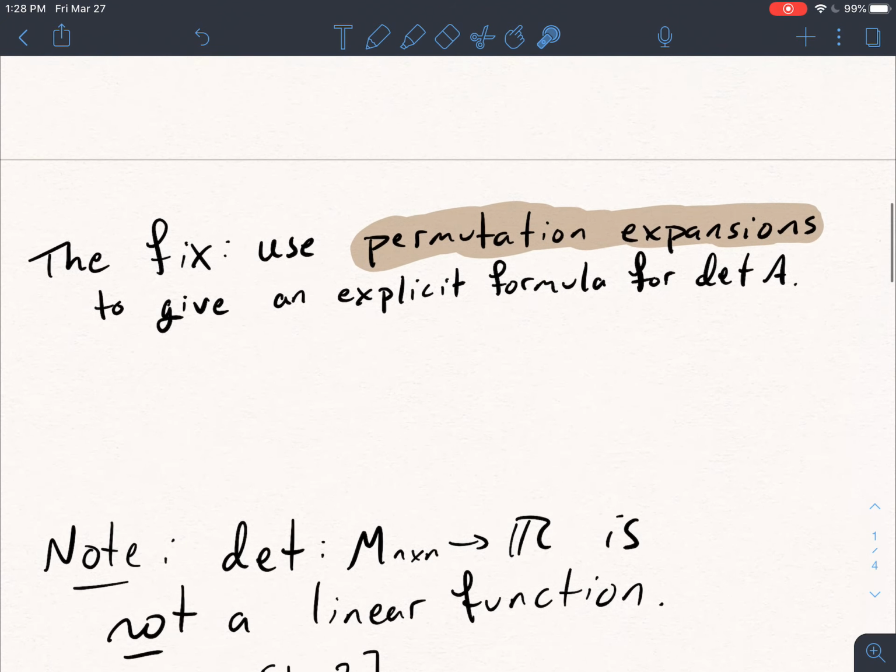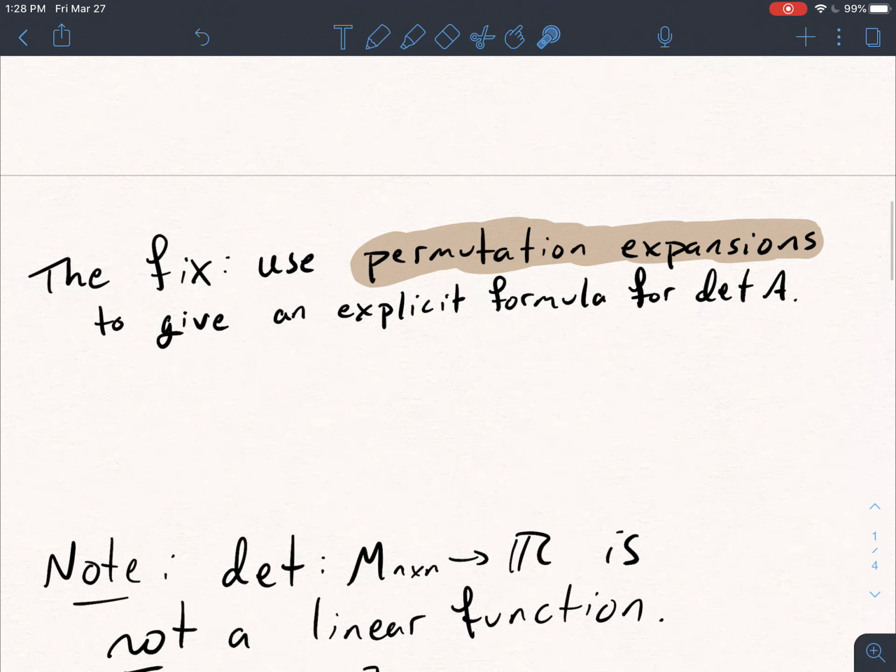So here's some motivation. First note that the determinant function is not a linear function, right? Linear functions respect addition. So you would say, okay, is it true that the determinant of A plus B is equal to the determinant of A plus the determinant of B? And you could ask, is the determinant of a constant K times A equal to K times the determinant of A?